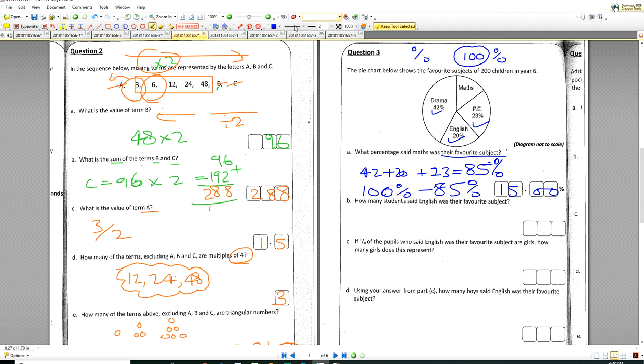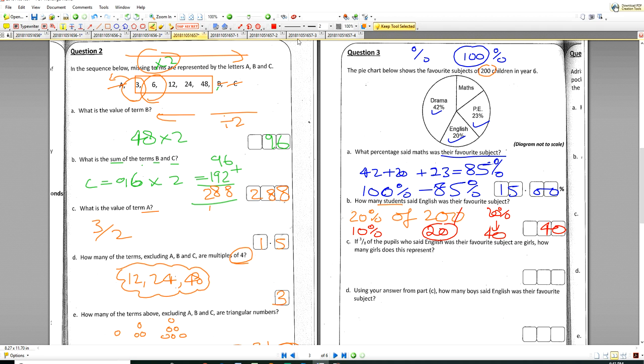Question 3b. It says there, how many students said English was their favorite subject? So students for English is 20%. So it's 20% of the total number of students. Can be very tiring, percentages. 20% of 200. So to work out 20% of 200, we can use the traditional method or we can work out 10% first. So 10%, divide that by 10 is 20. And then to work out 20%, we just double it. So double of 20 will give us 40 children. So 40 children is the number of children that studied English.